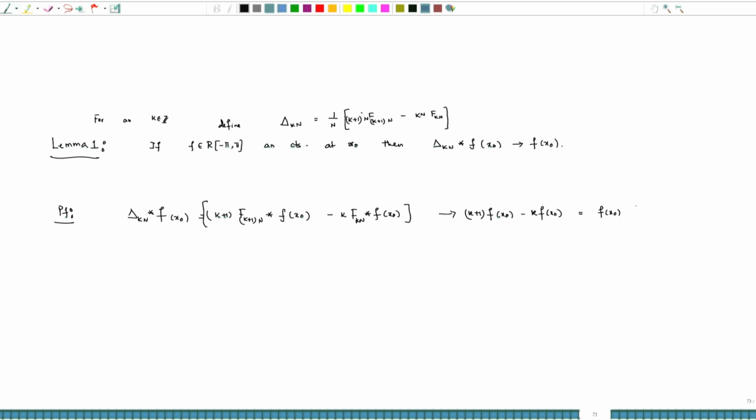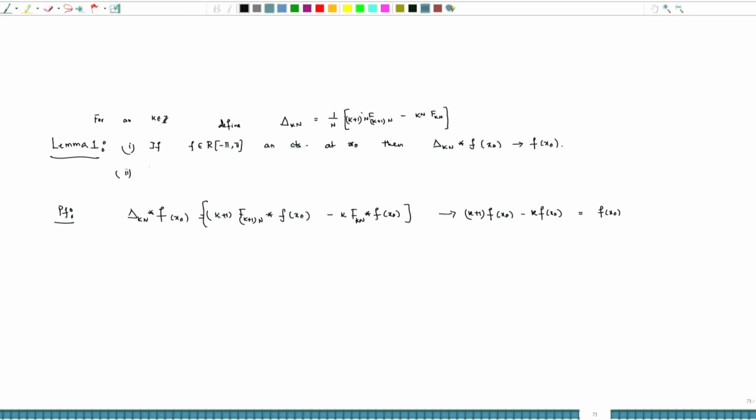So, this is true. Now, the same thing: suppose f is continuous everywhere, then what we have proved is that the convolution with the Fejér kernel, the Cesàro sum, converges to f uniformly. So, hence we can write, if f is in C of minus pi to pi, then delta_{kn} convolution of f converges to f uniformly.